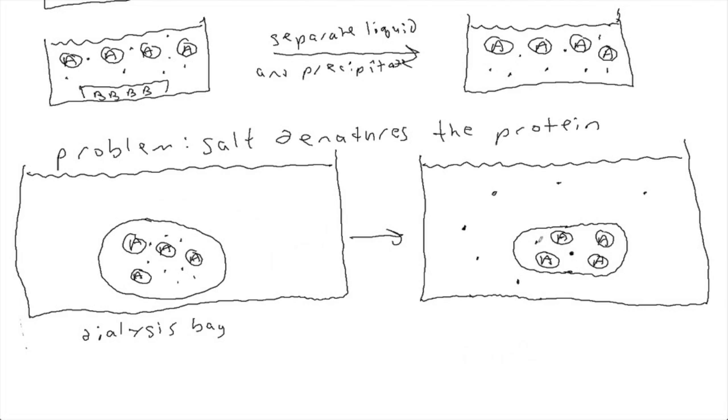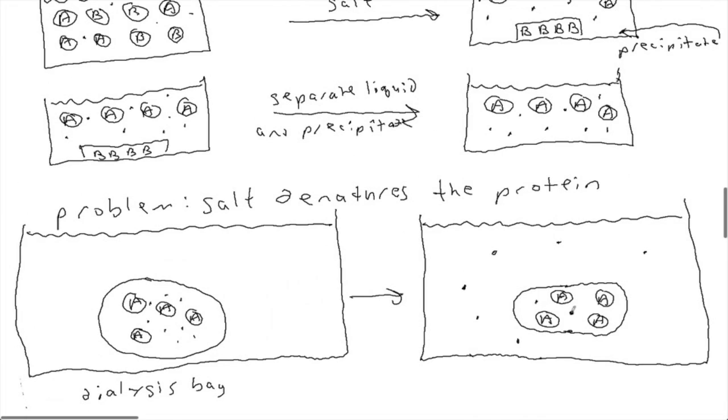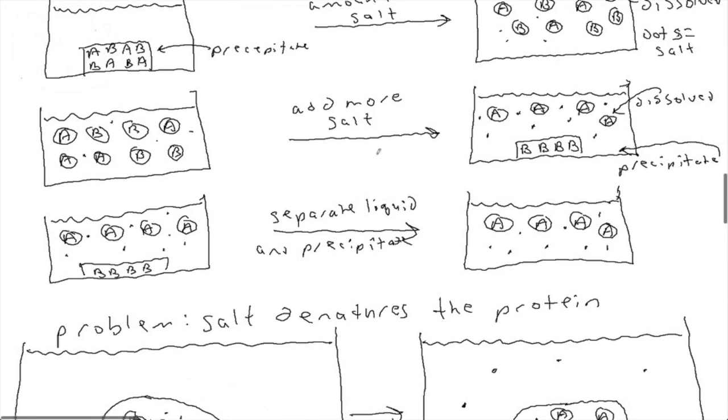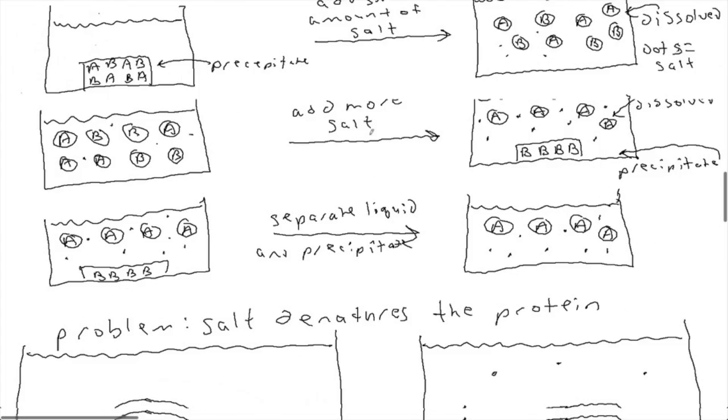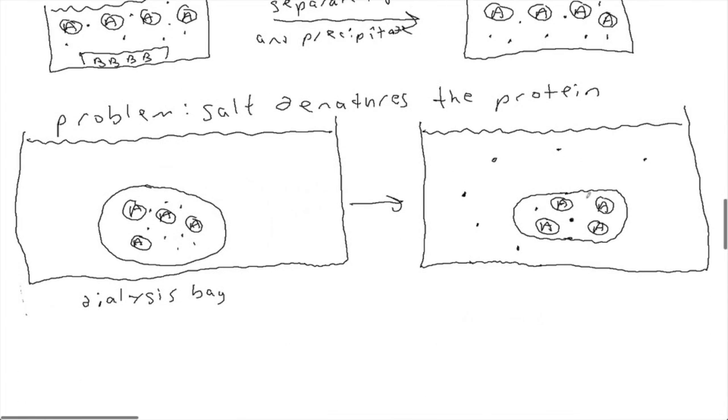Actually, I guess we wouldn't want it to be totally 0, because remember, if there's no salt at all, then the A would precipitate out, and we might not want it to precipitate. We might want it to stay dissolved. Remember, you need a small amount of salt to keep things dissolved. So if we want to keep it dissolved, we might want to keep a small amount of salt in there.